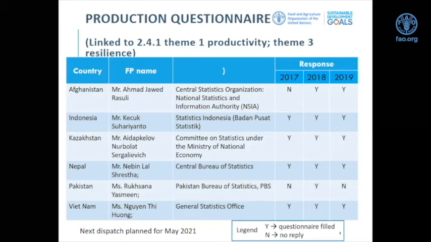The production questionnaire is probably the opposite, the one always more filled. Indeed, many data seem available for the team one, which is the farm output value per hectare, and the team three, which is the risk mitigation mechanism. For this questionnaire, the next dispatch is planned for May 2021.